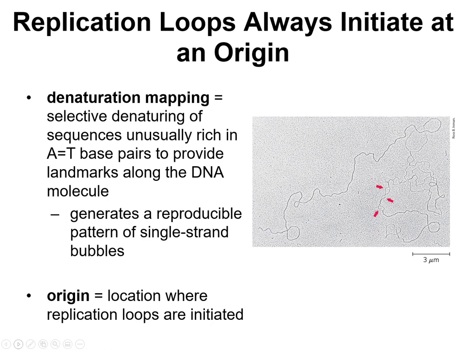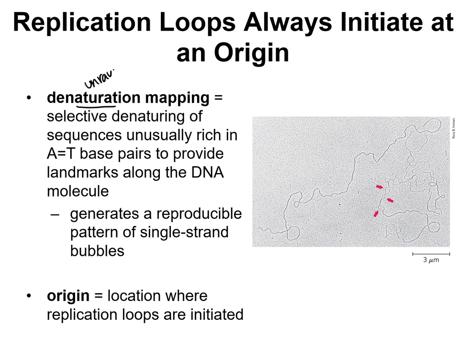So we know that all of this is happening bidirectionally, and we are replicating both strands at the same time. But how does the cell know where to start replication? We're not actually starting in a random place. There's an origin. So there's something that you can do called denaturation mapping, and that's where you selectively denature or unravel.